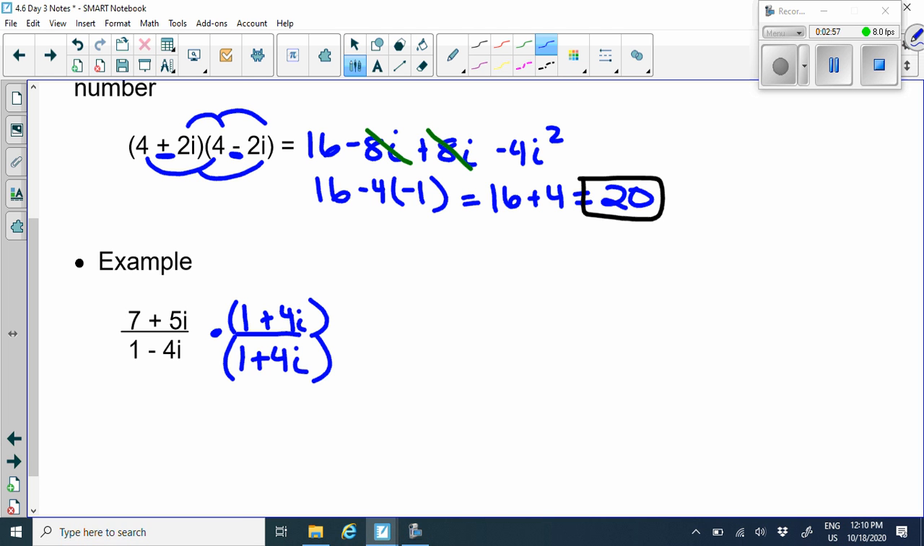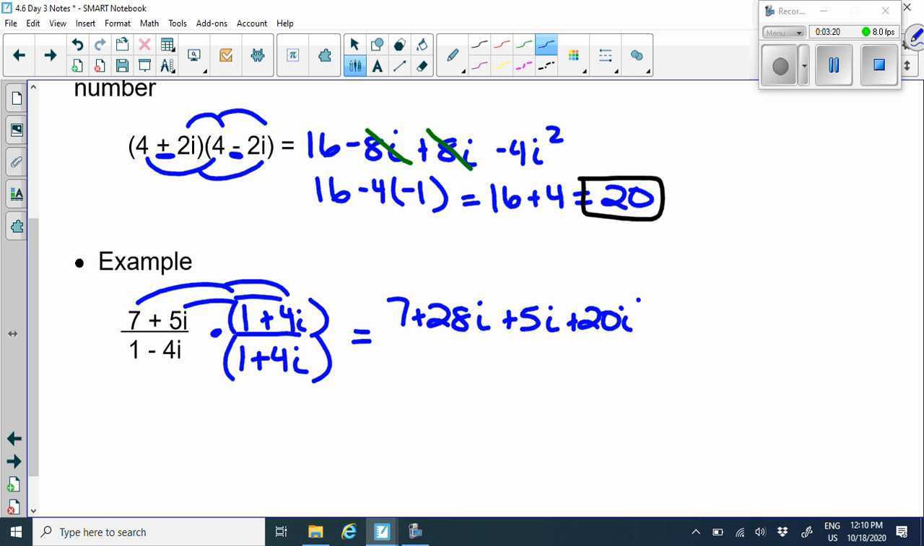From here, we are going to distribute. This is going back to our multiplication, what you guys did in the 4.6 day 2 notes. So I'm going to take my 7 multiplied by 1 and the 4i. So I get 7 plus 28i. Do the same thing with the 5, multiply by 1 and the 4i. So I get plus 5i plus 20i squared.